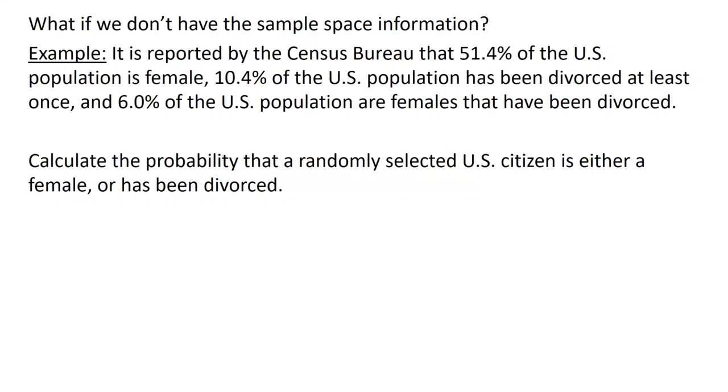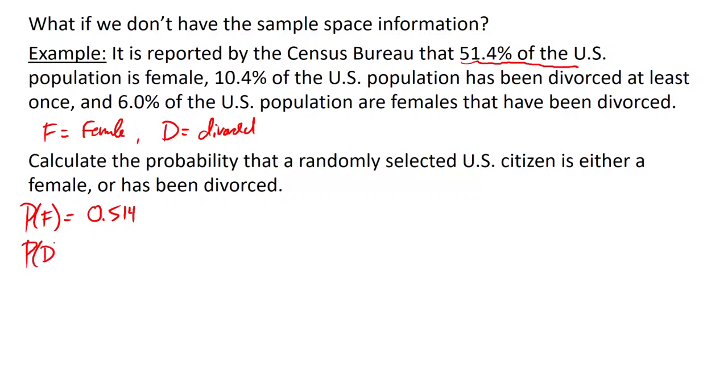So what do we know here? So we got a 51%. That would be P of female. So one thing I do when I'm tackling probability problems is I like to start giving my events some names. So let's define F, female, and D, divorced. Makes sense because they match. Okay. So then what we have there is P of F, our probability of female. What do we also know? Probability of divorce is 10.4%.